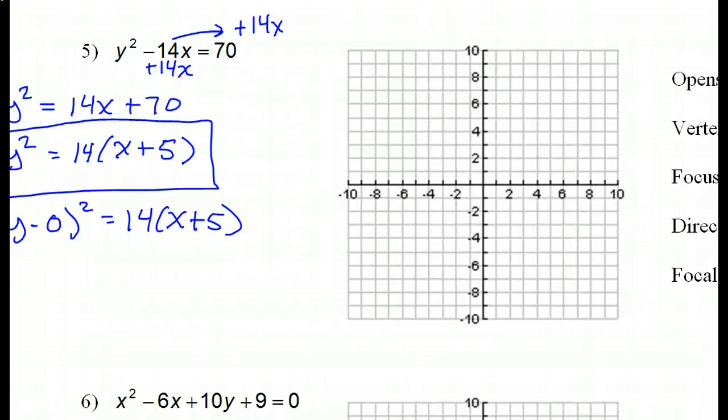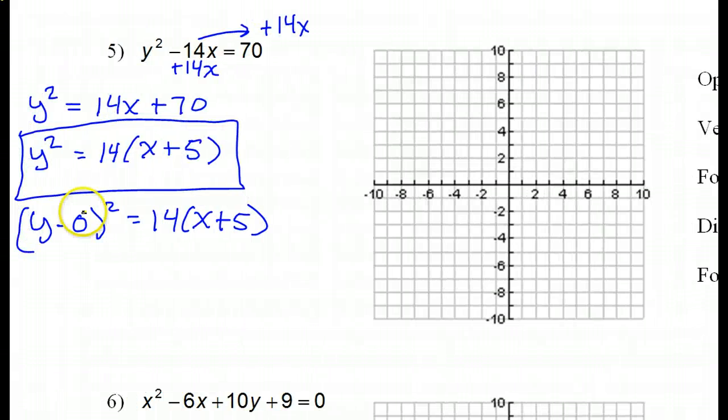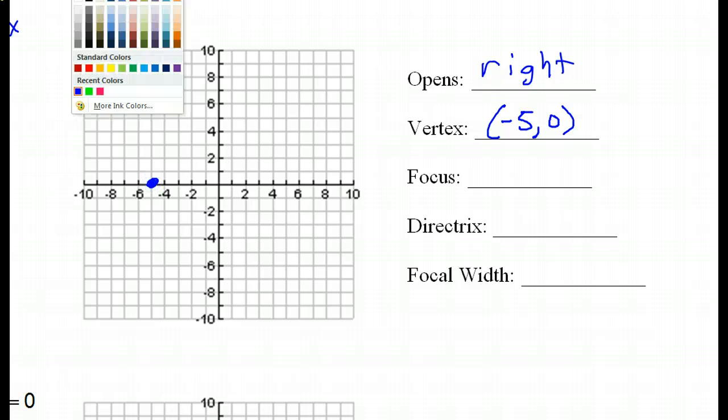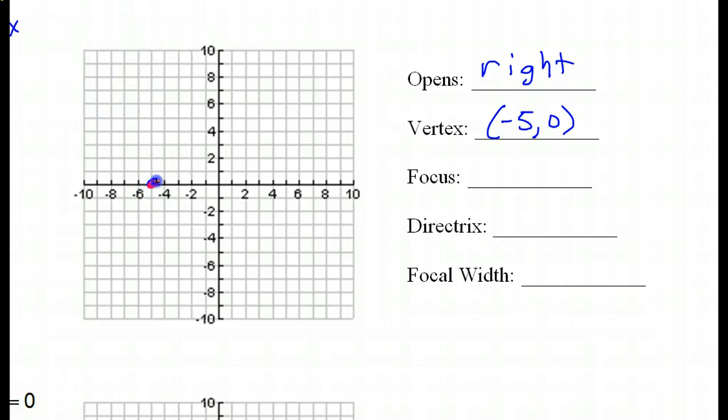Now, let's talk vertex. Be careful. The vertex will be the opposite of these, but the x value needs to come from the x part of the equation, so minus 5. The y value needs to come from the y part of the equation, so 0. So negative 5 comma 0. They sort of crisscrossed it. So the vertex is negative 5 comma 0. Let's graph it. Negative 5 comma 0 is right on the line. I shall make it pink though. Okay.